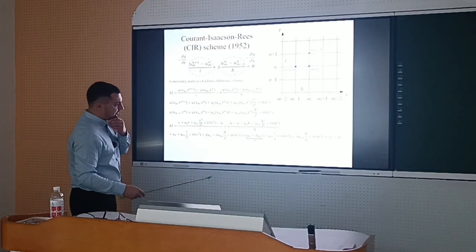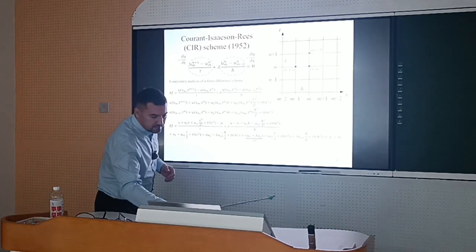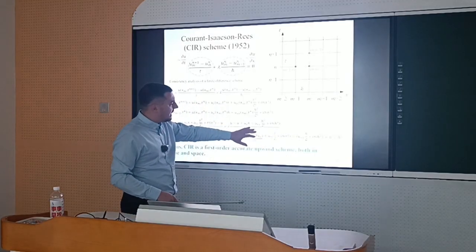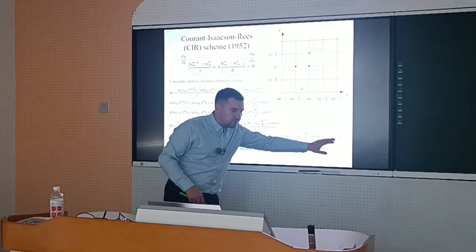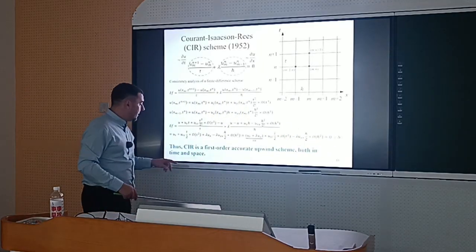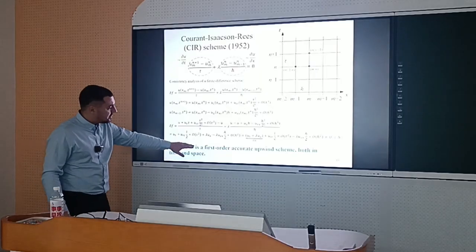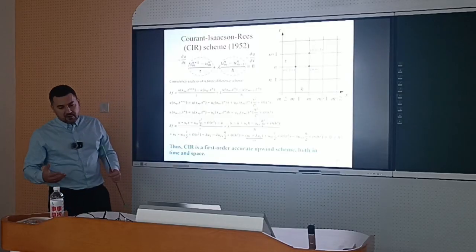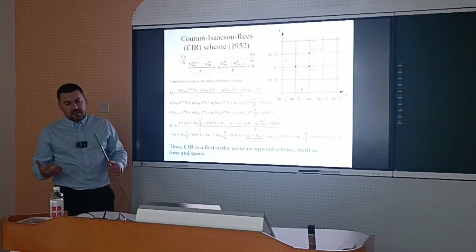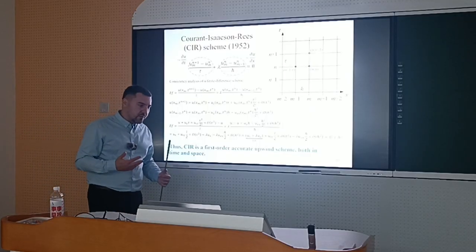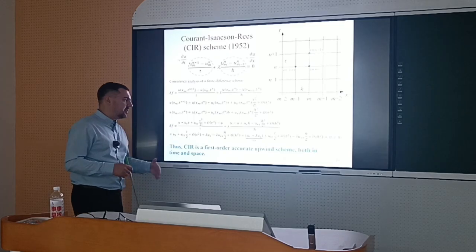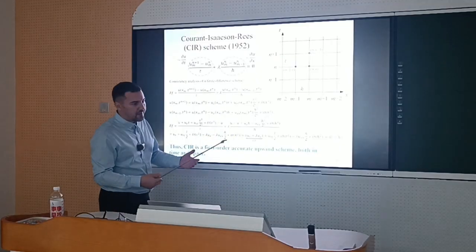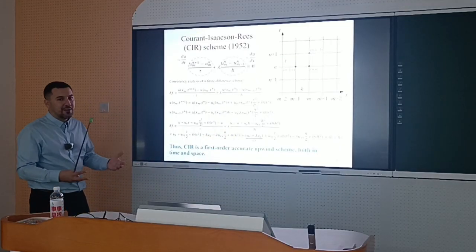The main term of the truncation error is proportional to tau and h to the first power. That is why CIR is a first-order accurate upwind scheme, both in time and space. So now we should characterize the accuracy of our formula in time and in space. And actually, the accuracy orders can be different. But in fact, we try to keep them the same, because for both directions, x and t, we should pay the same attention.